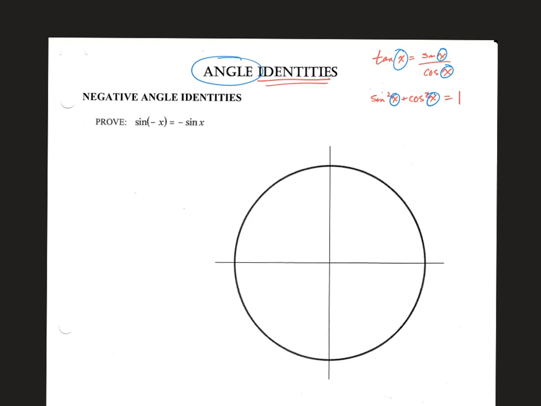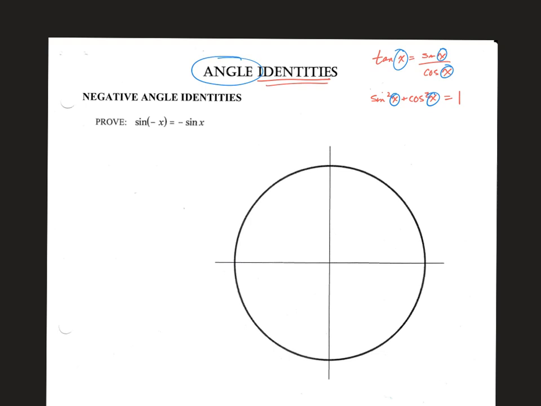So let's take a look at the first one that we're going to go through and prove. A negative angle identity that we can deal with is that sine of negative x is equal to negative sine of x. So very quickly we can notice we can change a negative angle into a positive angle. That is an identity that is true in all cases.